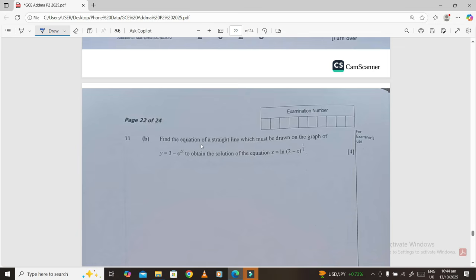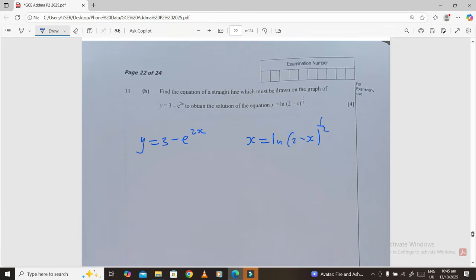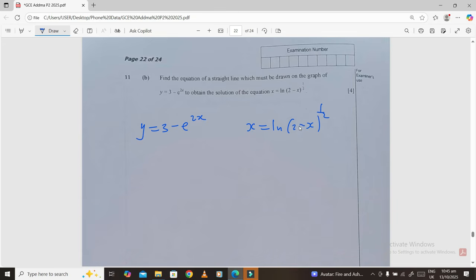They're saying find the equation of a straight line which must be drawn on the graph y is equal to 3 minus e power 2x, to obtain the solution of the equation x is equal to ln of 2 minus x, all to the power 1 over 2. So here, what we're going to do is to just introduce the e, so that this and this cancels. You remain with e power x is equal to 2 minus x power 1 over 2.